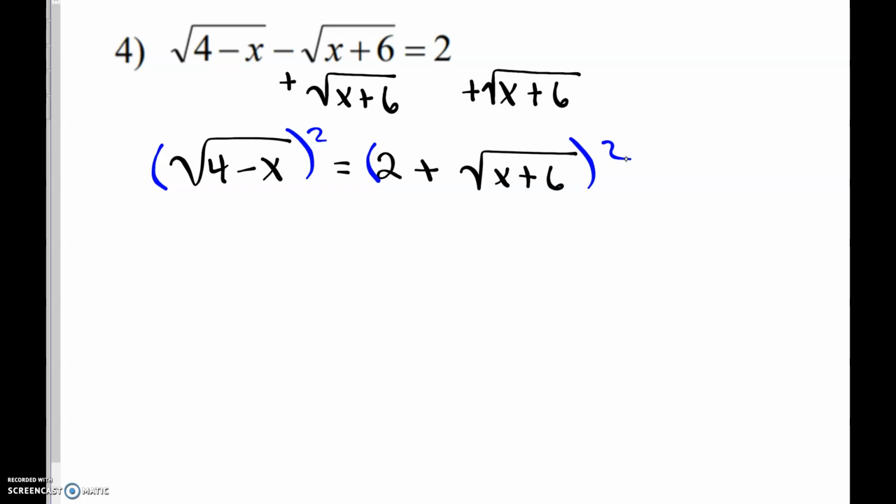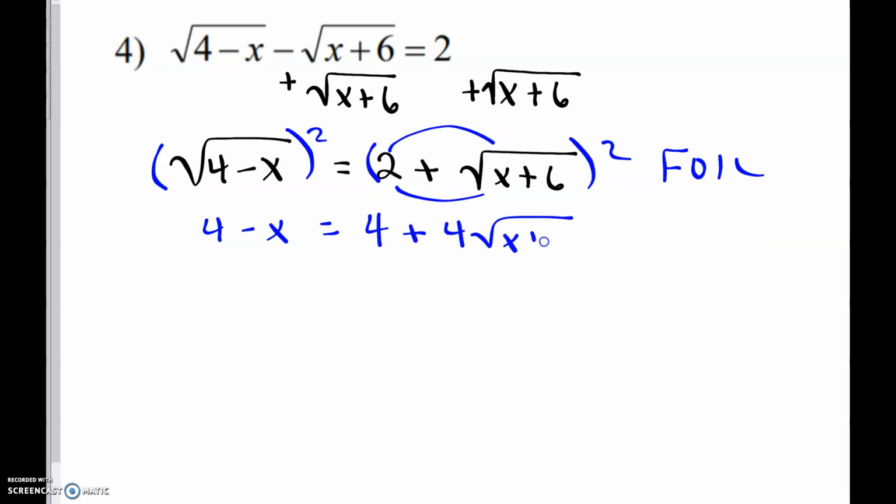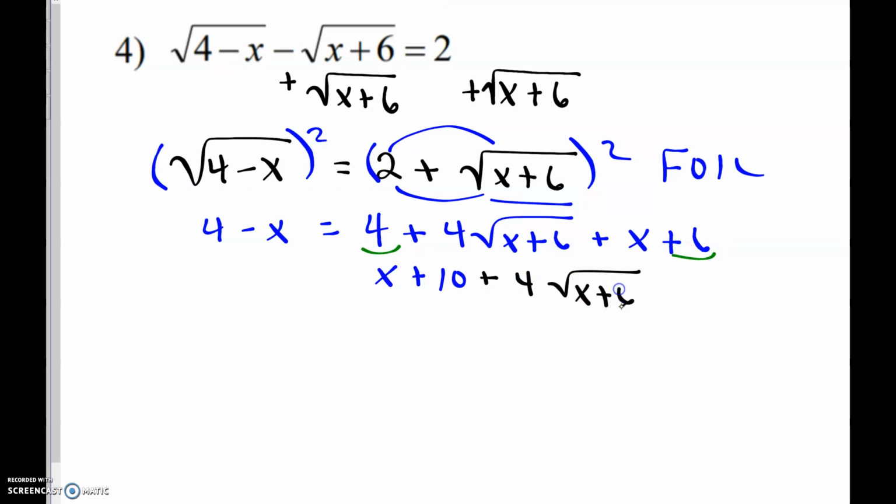The left-hand side, squaring the square root of 4 minus x will release that radical. The right-hand side, we need to FOIL. 2 times 2 is 4. 2 times that radical, and another 2 times that radical is 4 times the square root of x plus 6, plus the square root of x plus 6 squared is just x plus 6. Combining like terms, plus 10 from this 4 and 6, plus 4 times the square root of x plus 6, and we still have 4 minus x on the left-hand side.